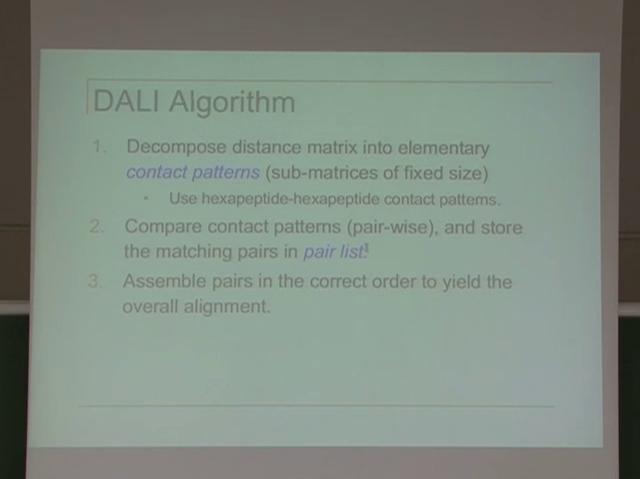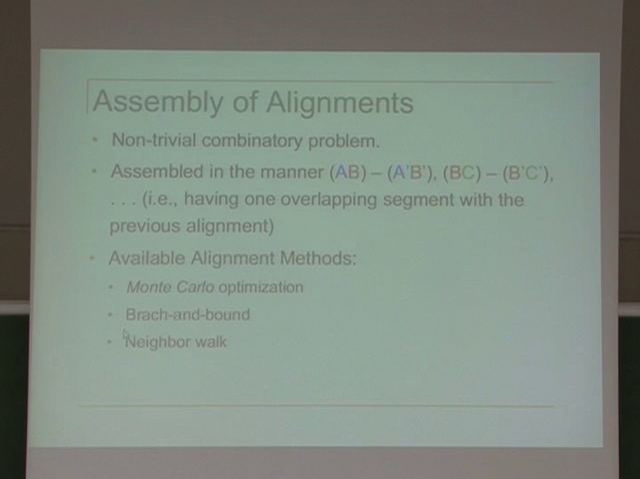They find matching, and this match is done just by comparing the numerical values of these 6 by 6 matrices. You compare two 6 by 6 matrices. If they contain similar values at each entry, you treat them as a contact pair or a similar substructure, and then it assembles these pairs in the correct order in a consistent way to find the overall alignment.